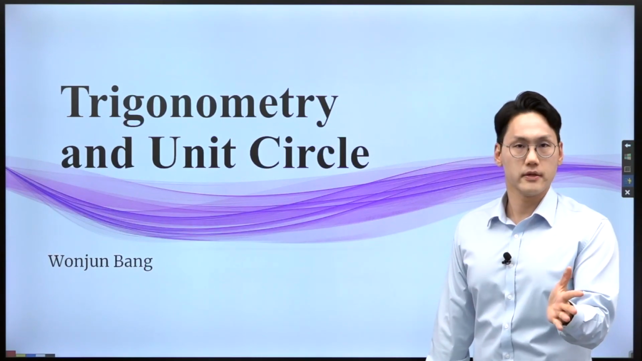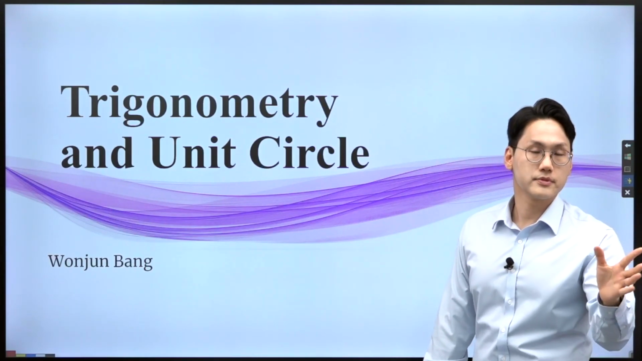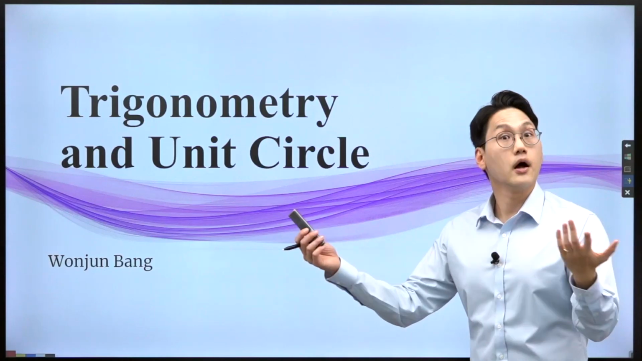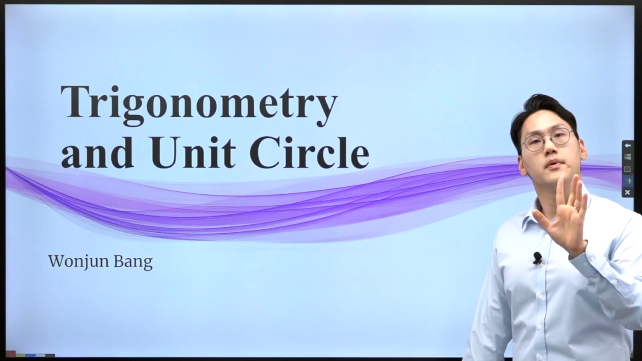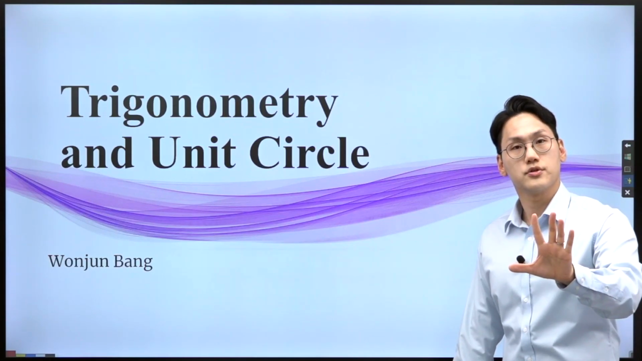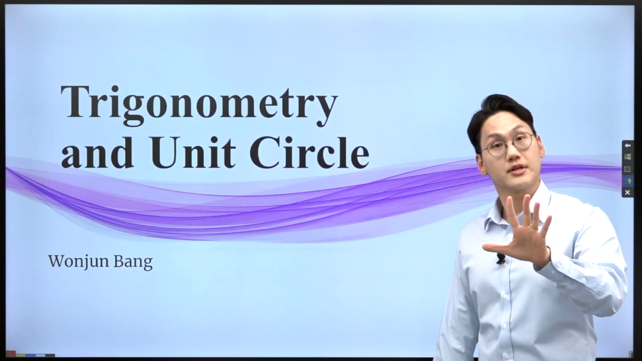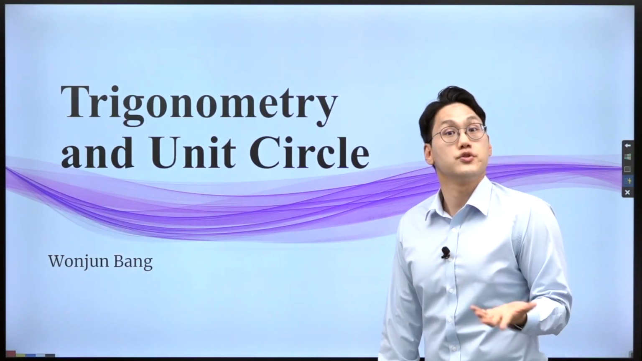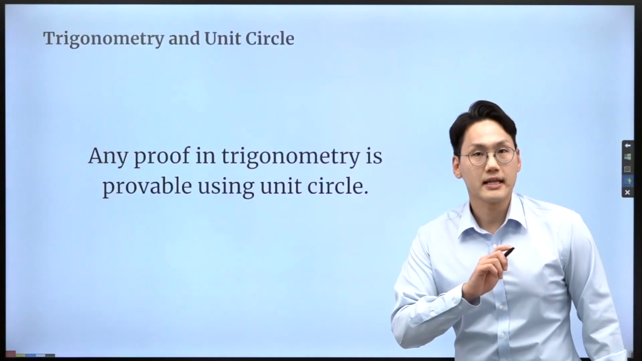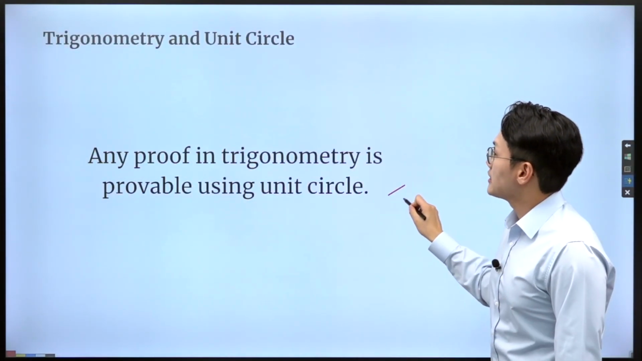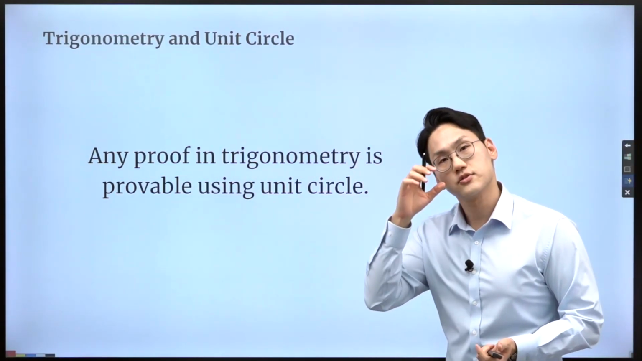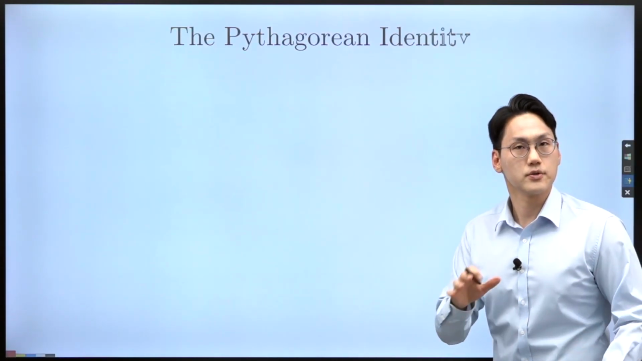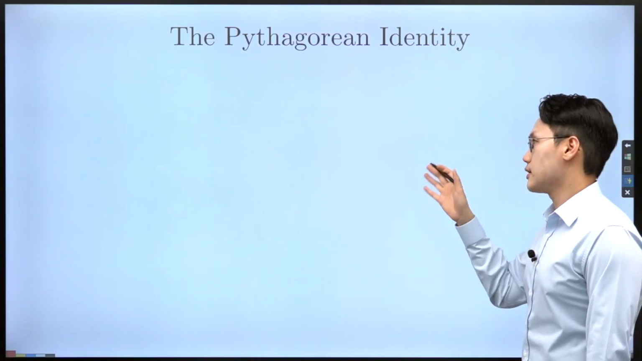Of course there are many different proofs of many theorems, like the Pythagorean theorem. I'm sure there are at least 100 different proofs of the Pythagorean theorem. But what I want to remind you here is that whenever you want to prove a trigonometric identity, it's most often to associate it with a unit circle. So without further ado, let's get started. Any proof in trigonometry is provable using the unit circle, so let's take a look at some of those theorems.